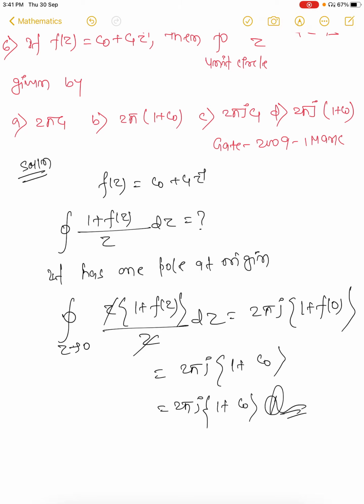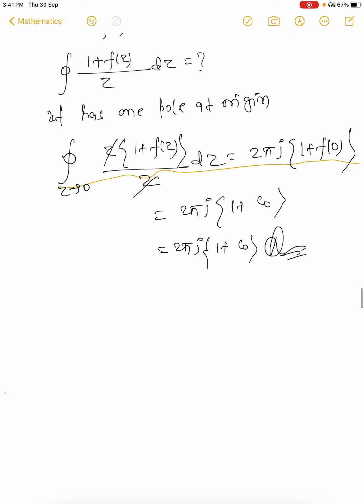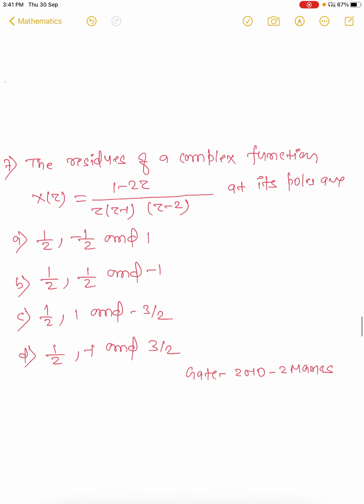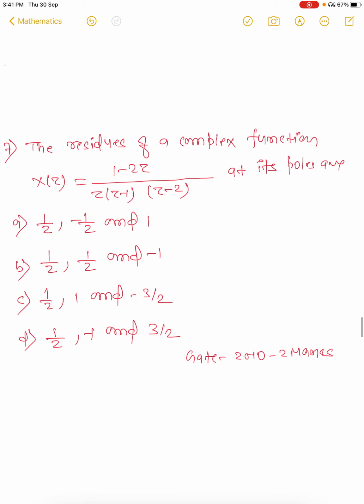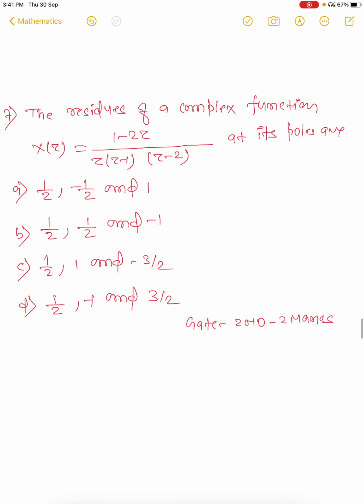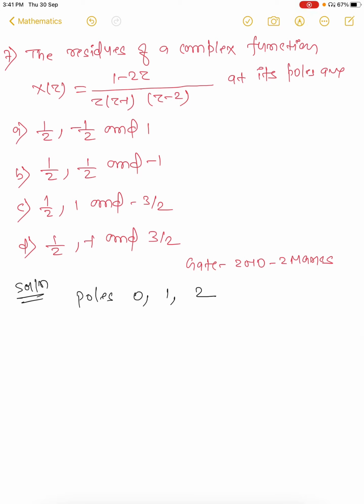Now comes the next question. The residue of the complex function f(z) = (1 - 2z) / (z(z - 1)(z - 2)) at its poles. First, think: where are the poles? The poles are 0, 1 and 2. We have to find the residues.